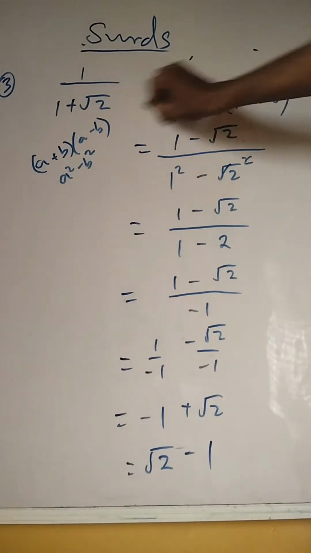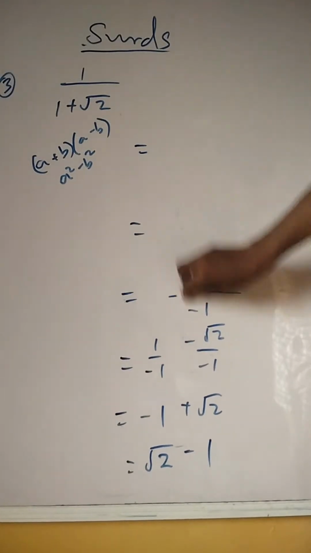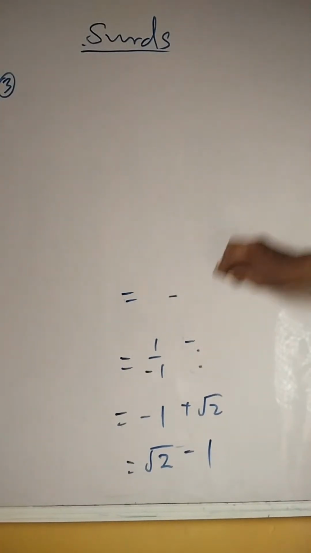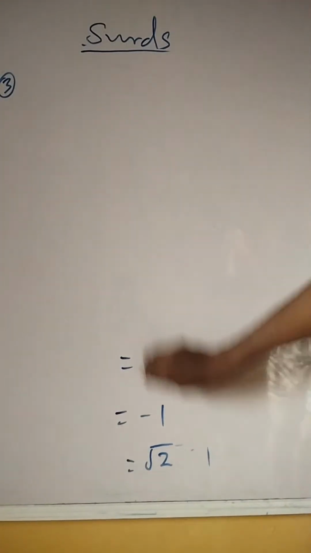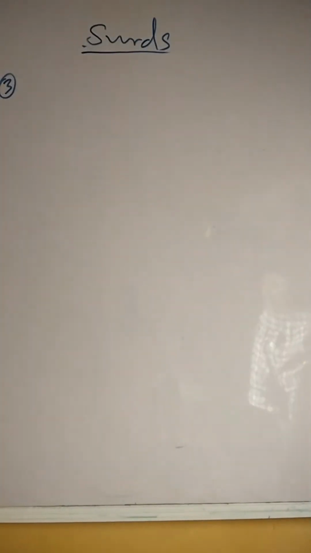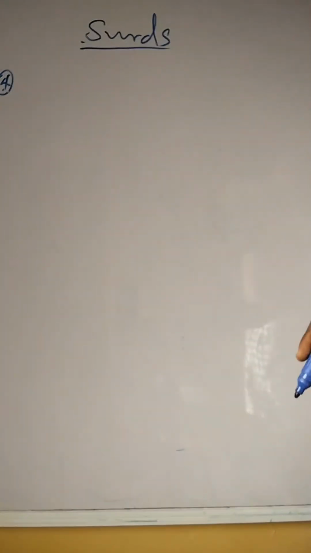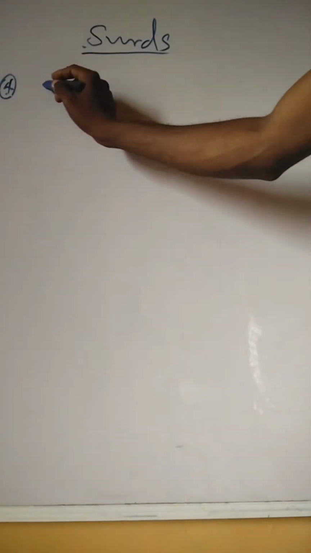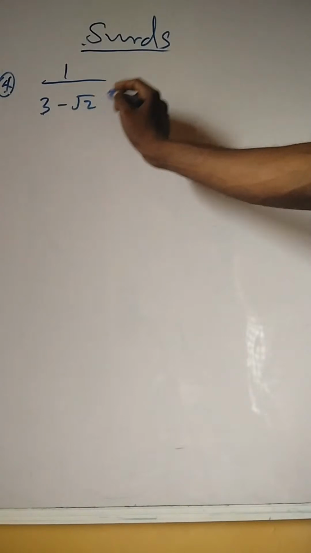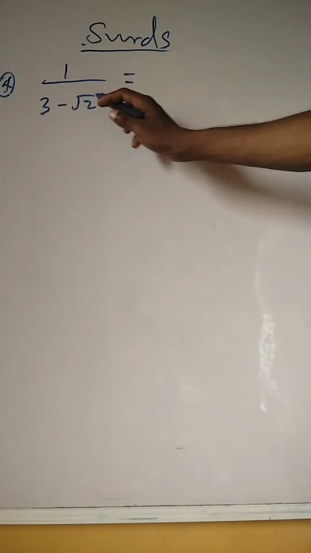Now let's consider another question here. And here we have number 4. And this is also a simple one from here. And we are to also rationalize 1 over 3 minus root 2. When we evaluate, we multiply the numerator and denominator by the conjugate of the denominator.